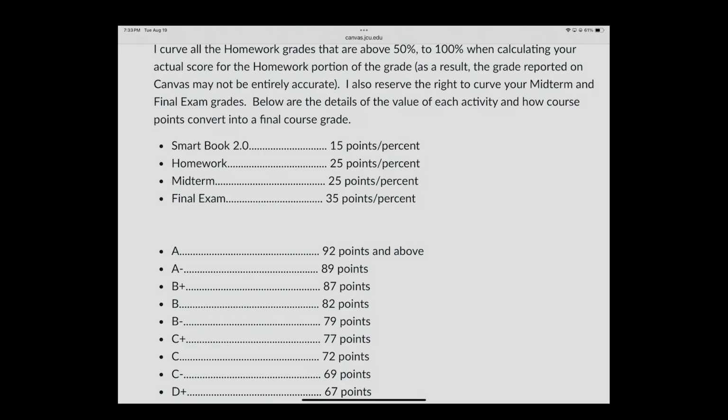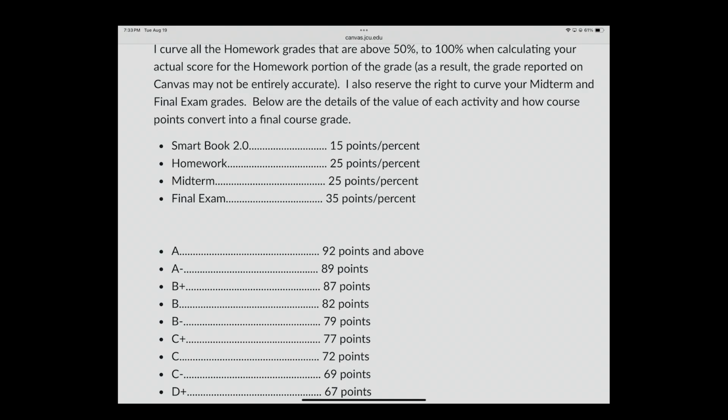But the final is cumulative, and it is focused on the chapters after the midterm. However, the last 4 chapters and chapter 3 out of the midterm material will be on the final exam as well. So don't just do a brain dump after the midterm. You're going to need that material on the final exam. That's why it's worth 35% as opposed to only 25% on the midterm.